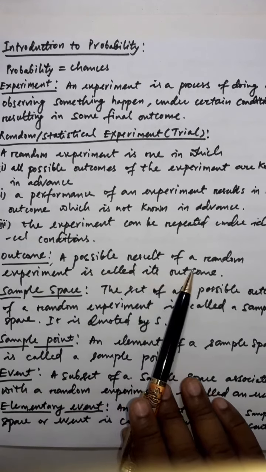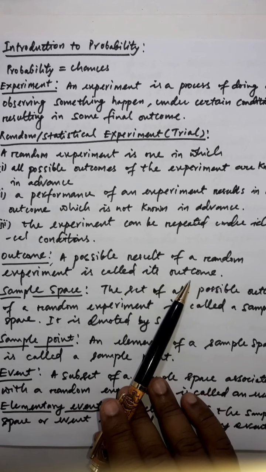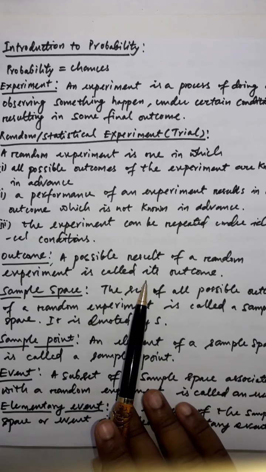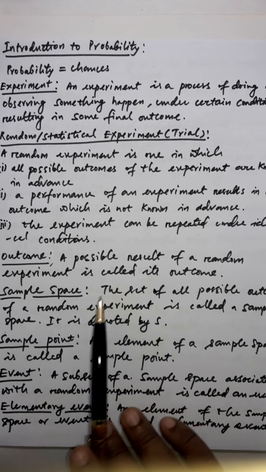Now what is an outcome of that random experiment? A possible result of the random experiment is called its outcome. If you are tossing a coin and we are getting a head, then head is the outcome of that random experiment of tossing the coin.